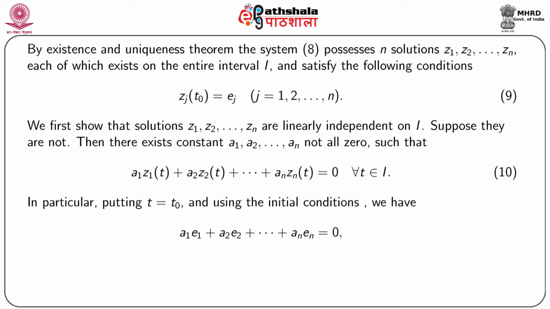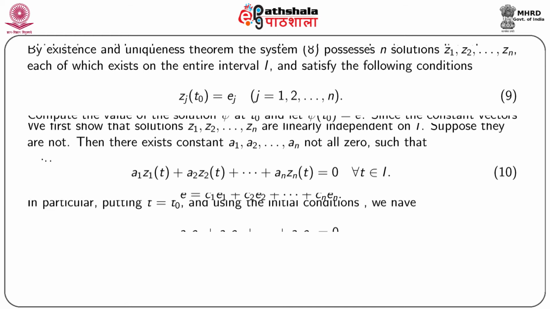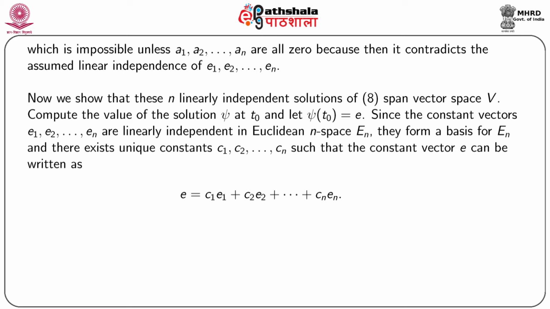We first show that the solutions z1, z2, ..., zn are linearly independent on I. Suppose they are not, then there exist constants a1, a2, ..., an, not all zeros, such that a1 z1 plus a2 z2 plus ... plus an zn is equal to 0 for all t belonging to I. In particular, putting t equal to t0 and using the initial conditions, we have a1 e1 plus a2 e2 plus ... plus an en is equal to 0, which is impossible unless a1, a2, ..., an are all zeros, and hence it contradicts the assumed linear independence of e1, e2, ..., en.